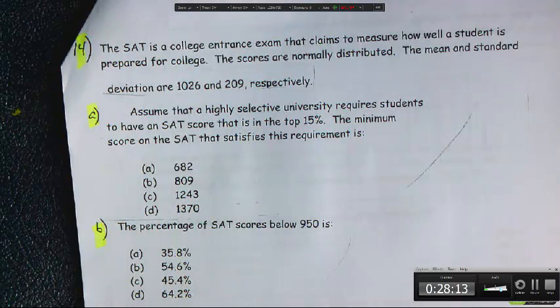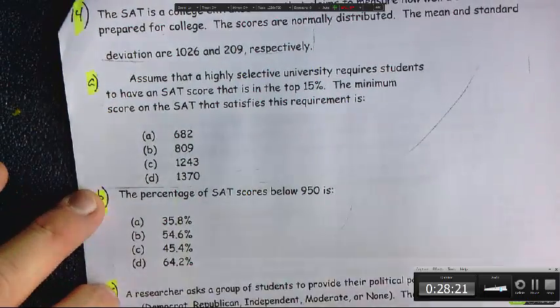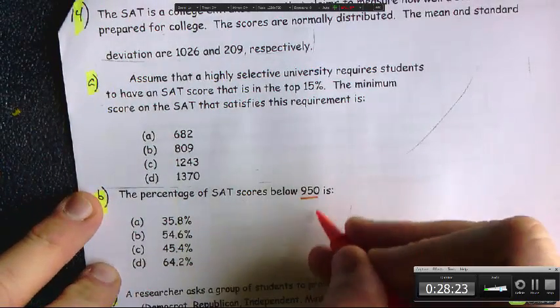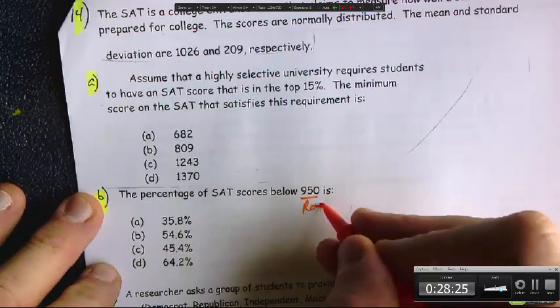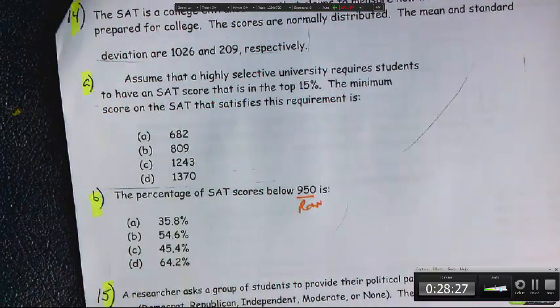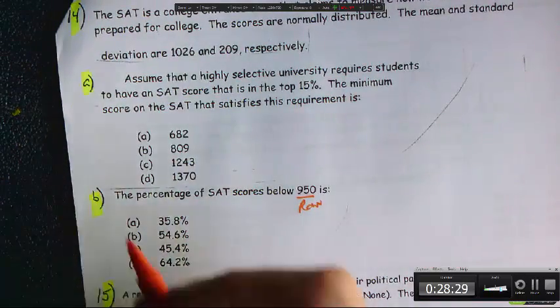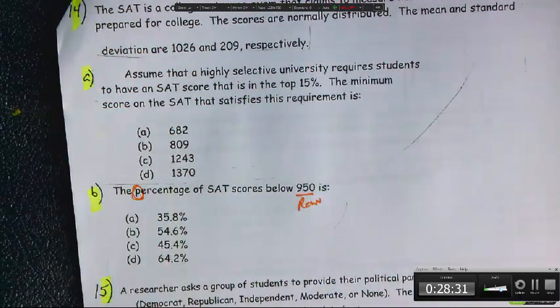Let's see here. We did one very similar to 14A, right? Yeah. We did one very similar to 14A. I will go over 14B though. This is a raw score, right? What's it asking for? It's asking for the area to the left, the percentage below. So it's a p-value. The way we take a raw score and convert it to a p-value is we have to find that raw score's standardized z-score.